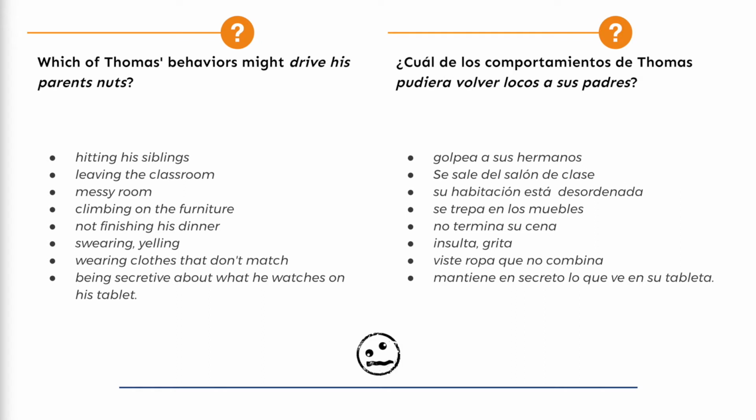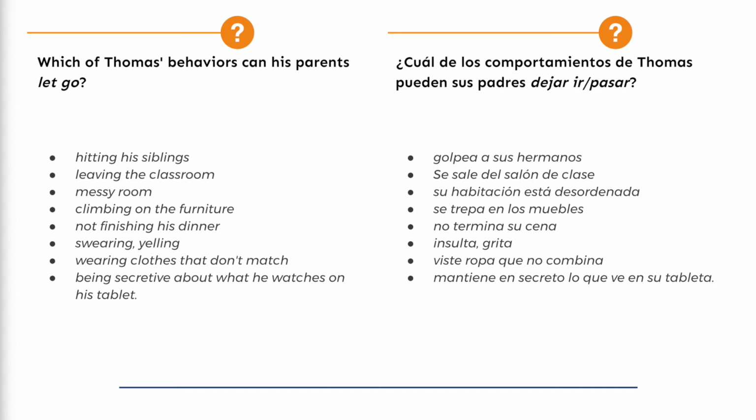Which of Thomas's behaviors might drive his parents nuts? Wearing clothes that don't match might be in this category. A messy room might be also. Not finishing or eating his dinner, that could be here as well. Which of Thomas's behaviors can his parents let go? For now, maybe the parents let go of the messy room and the dinner and the clothes issues. With all the other stuff he has going on, I don't think these are very important and they can be addressed later on.